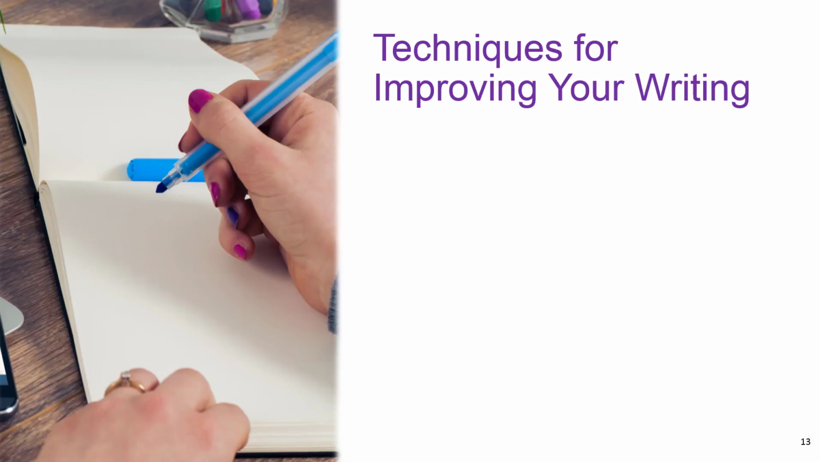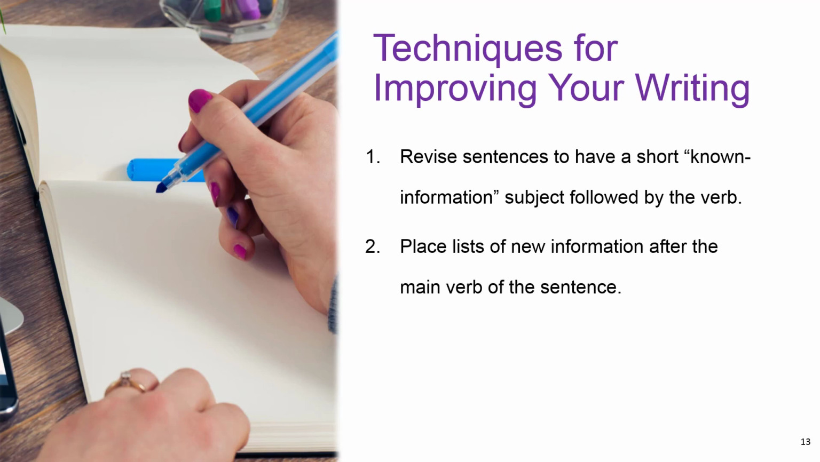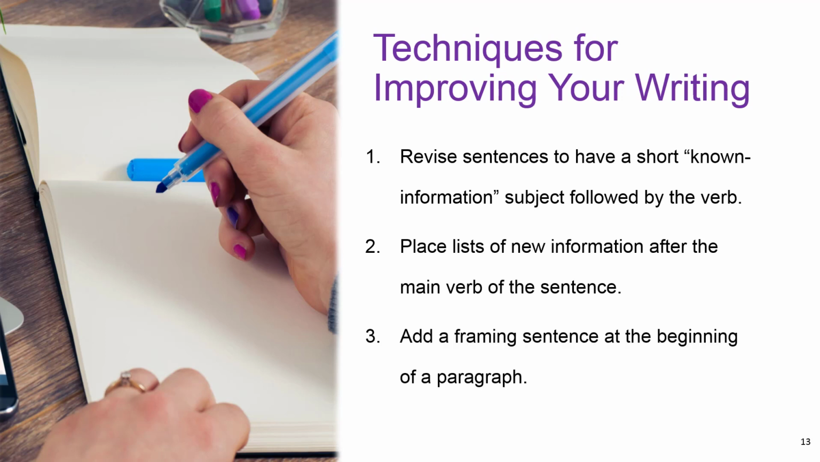Let's now take a look at a few techniques for improving your writing. 1. Revise sentences to have a short known information subject followed by the verb. 2. Place lists of new information after the main verb of the sentence. 3. Add a framing sentence at the beginning of a paragraph.